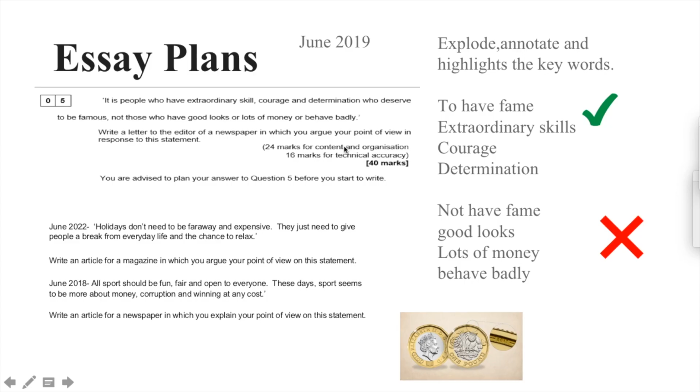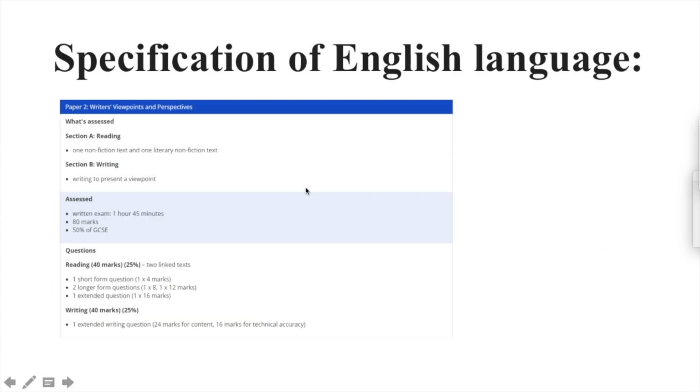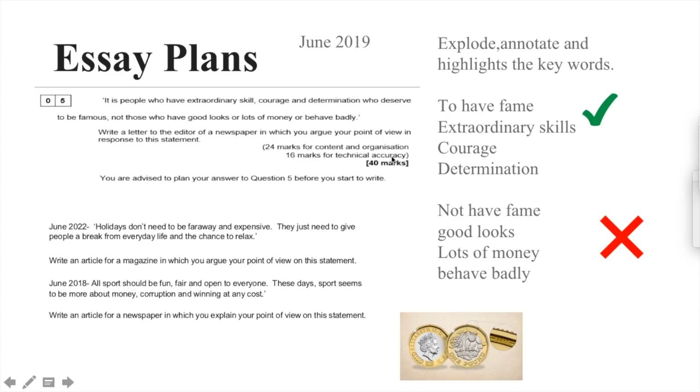So basically you have 16 marks for your language and then 24 marks for how you do your structure and organise it. You're advised to plan your Question 5 before you start to write. Again, it's 1 hour and 45 minutes, and so you can spend 45 minutes on this question. Give yourself 10 minutes to plan, because the more you plan, the faster you'll be able to write the whole question.